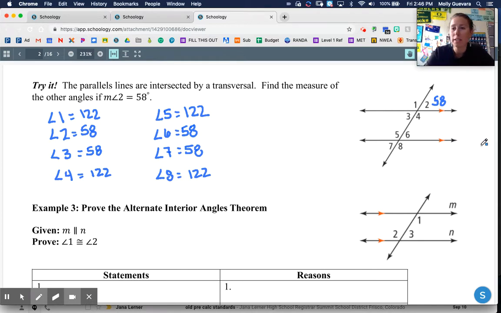Okay, so we're going to stop the video here at the end of example 2, and our next video is going to do examples 3, 4, and 5. So take a break if you need to, right? Do whatever you got to do. And then our second video is going to do examples 3 through 5, and that'll finish out our lesson 2-1.